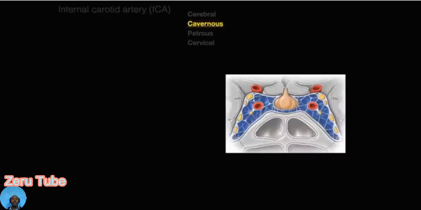The third part of the internal carotid artery is the cavernous part. Look at this: the blue color is the cavernous sinus, which contains the venous blood of the brain, and this is the pituitary gland. Now this one is the internal carotid artery. The third part of the internal carotid artery is found within the cavernous sinus.